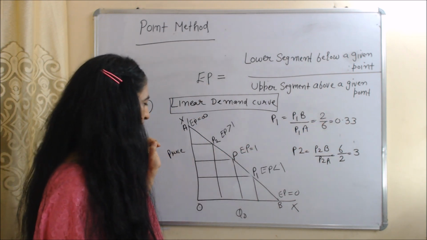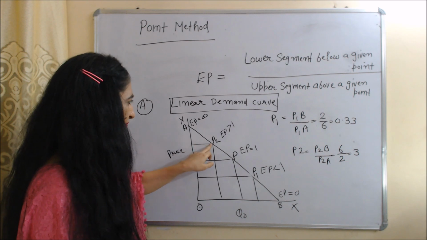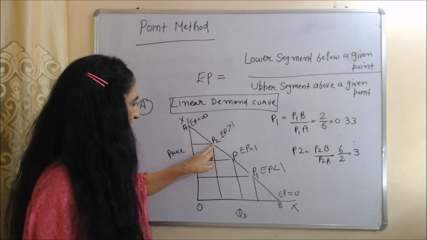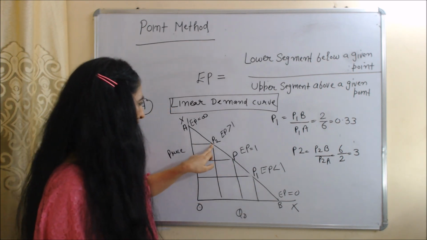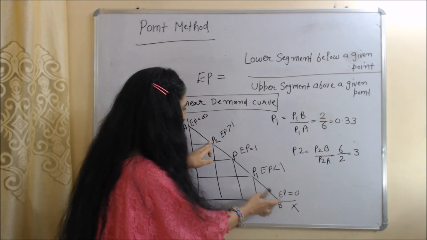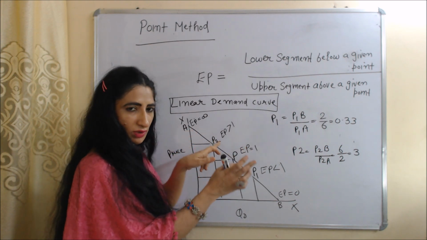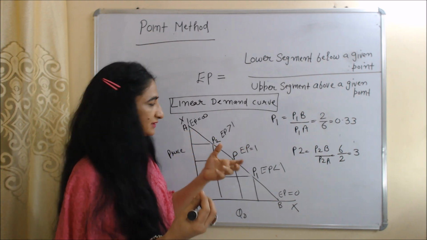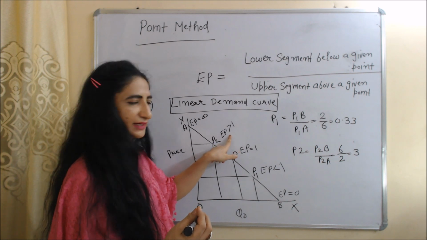Now we will calculate price elasticity of demand at this P2 point. Lower segmentation is P2B and upper segmentation is P2A. Here you can see lower segmentation is more than upper segmentation. When lower segmentation is more than upper segmentation, that means price elasticity of demand is greater than 1.